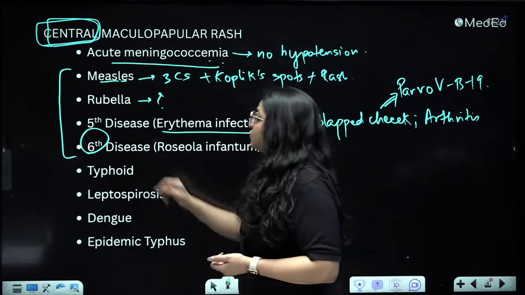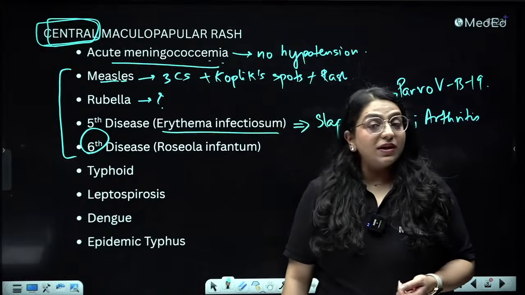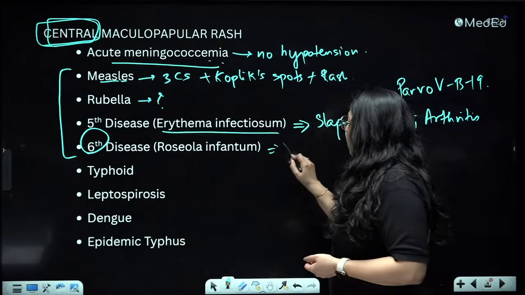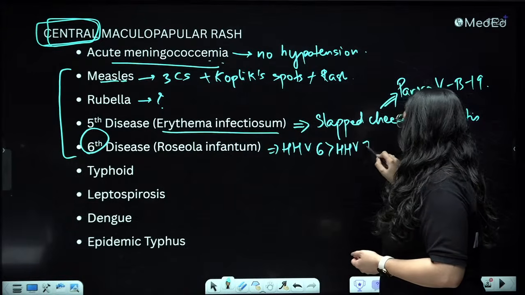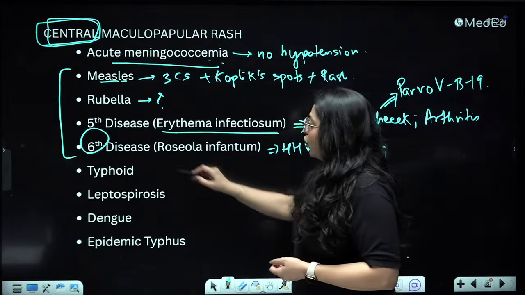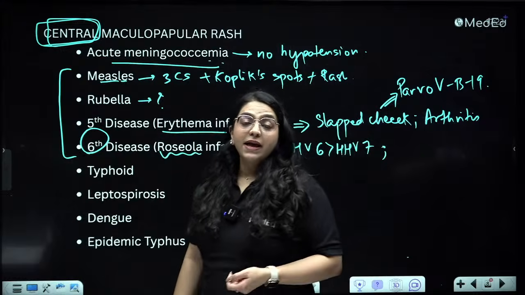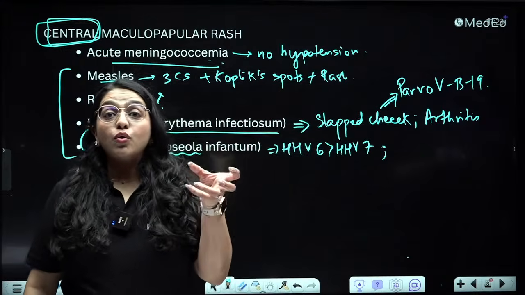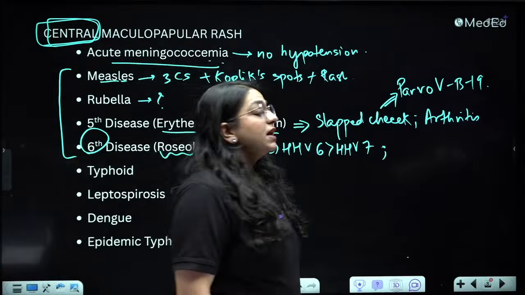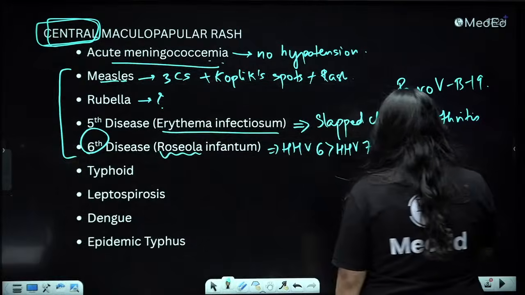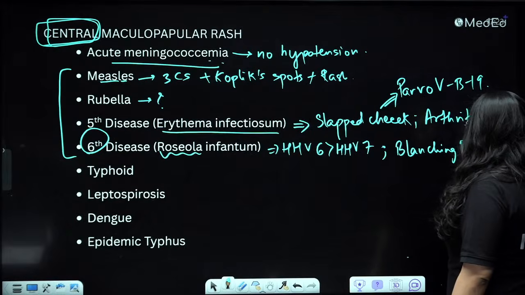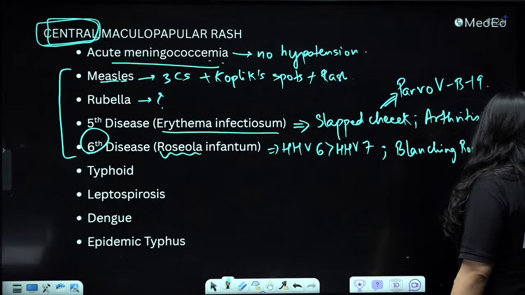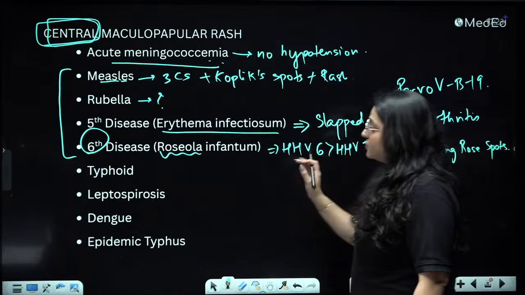Sixth disease is roseola infantum. Why is it called sixth? Because HHV6 is associated more than human herpes virus 7. Remember, roseola infantum. Why? Because there were the pink rose colored spots, the blanching rose spots which were happening. Blanching rose spots. Okay. I see the blanching rose spots.